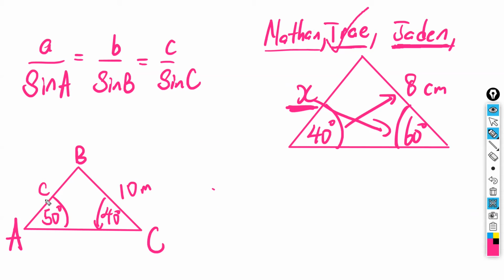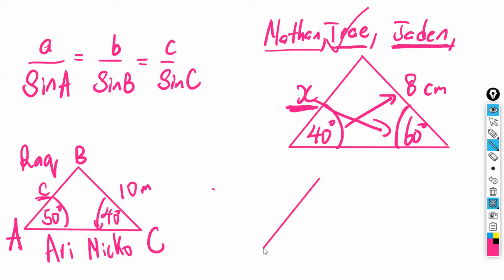And I want to find C over here, and I'm going to give this one to Ariana, Nikolai, and Raquan. I'm going to give you guys this one. So try this one, guys. Find C if over here is 10 meters, and over there is C. 40 degrees is over here, 50 degrees is over there.